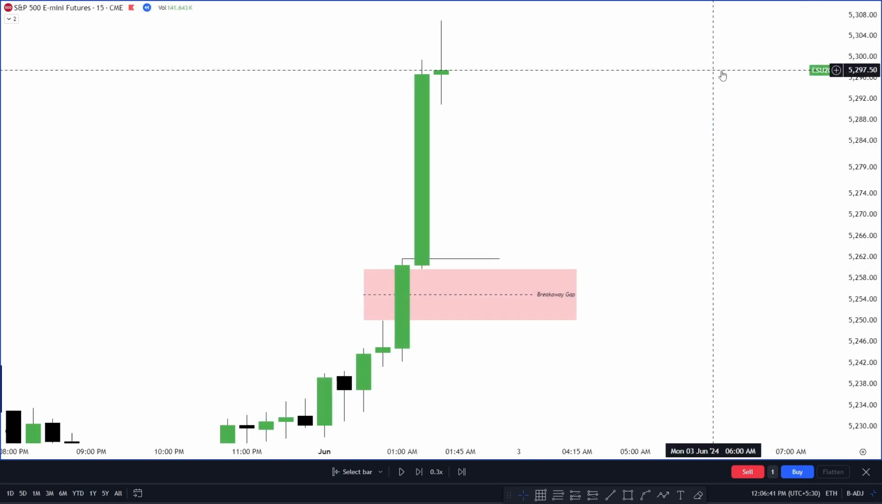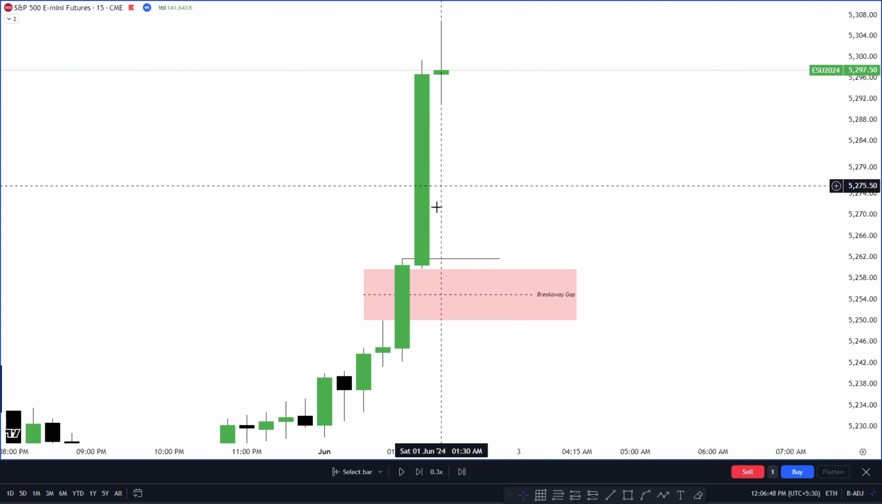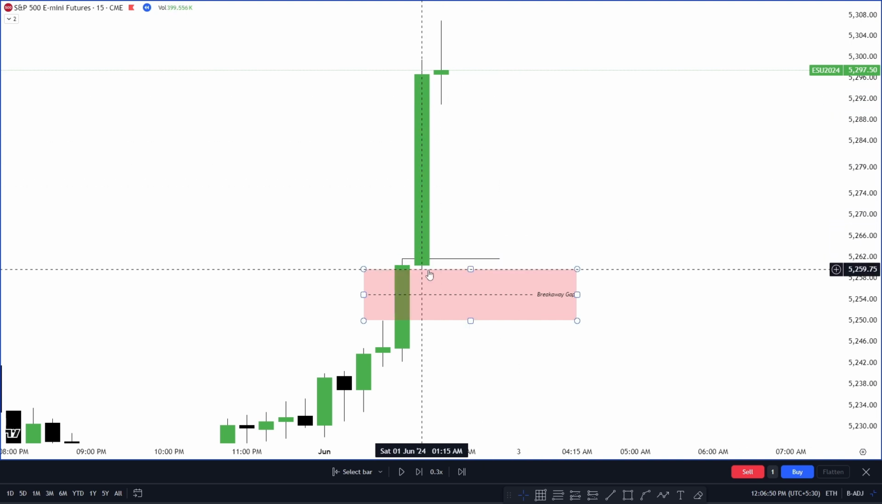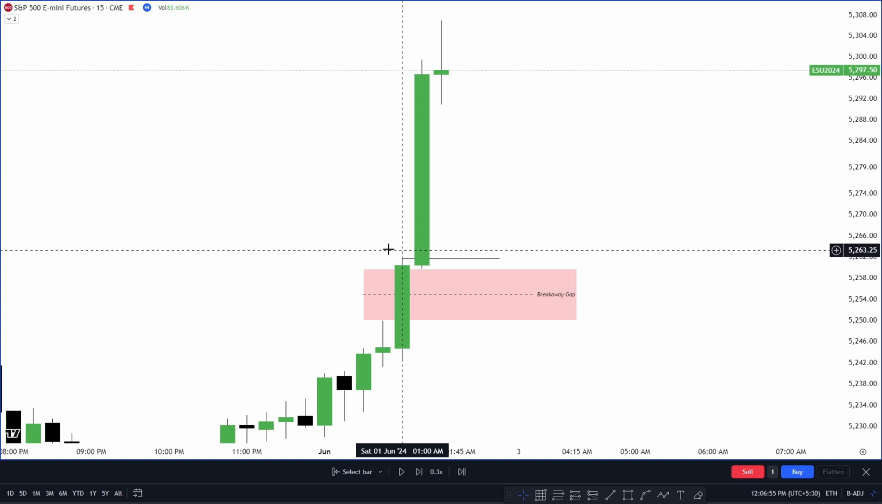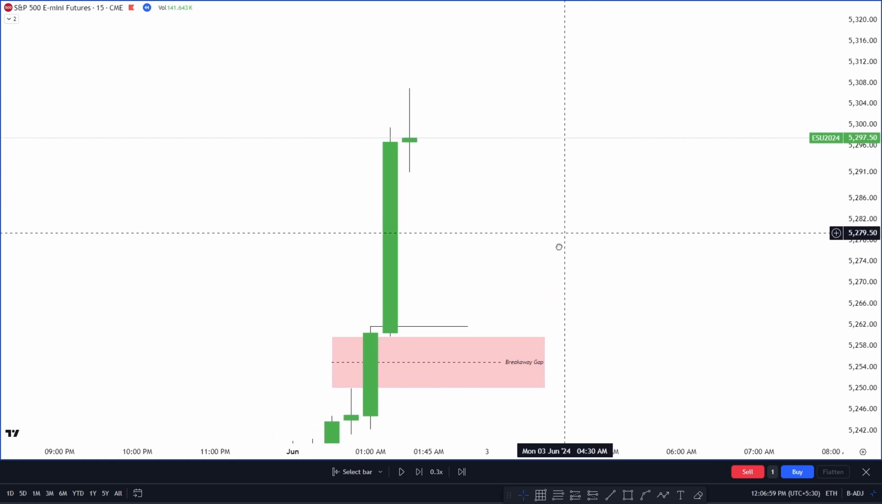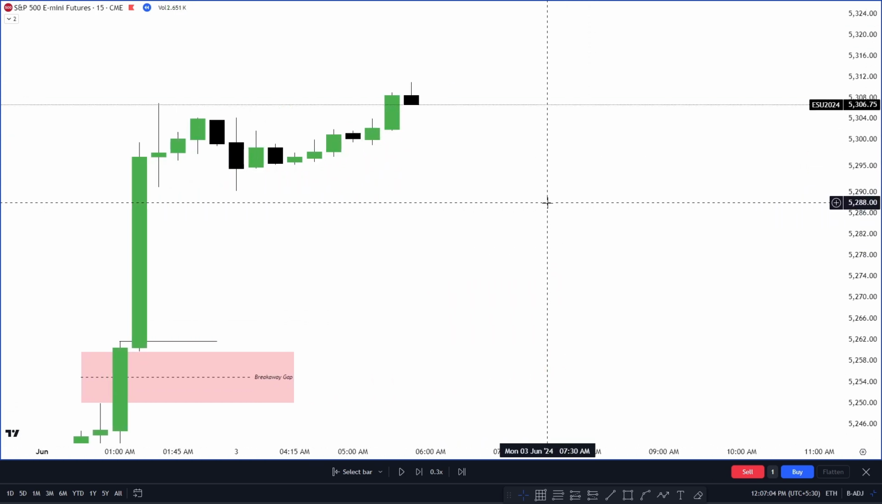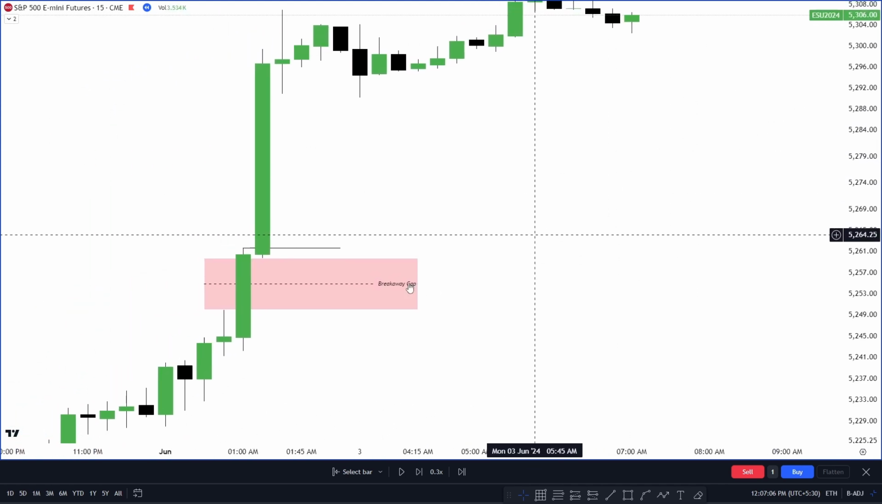So for this example, here we are on the ES 15-minute time frame. We can see the price went higher with a massive momentum candle, creating a fat body. This creates a breakaway gap. This closes above the high of the middle candle. So this created a breakaway gap, and the price will continue higher without any retracement to it.